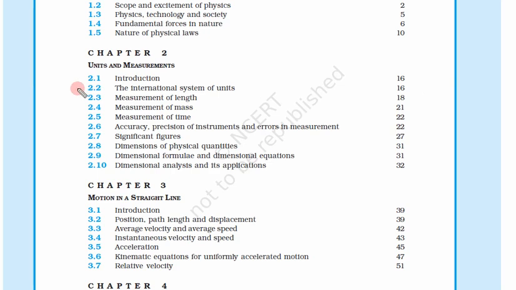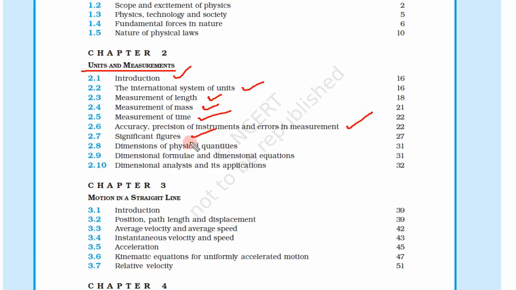Now chapter 2. Chapter 2 is more concerned with units and measurements. You all know that you need some units to measure something, so it is concerned with that. Introduction to the topic, international system of units, SI units, that means measurement of length, mass, time. These are the basic measurements. After that, accuracy, precision of instruments and errors in measurement. What are significant figures, that we will discuss.